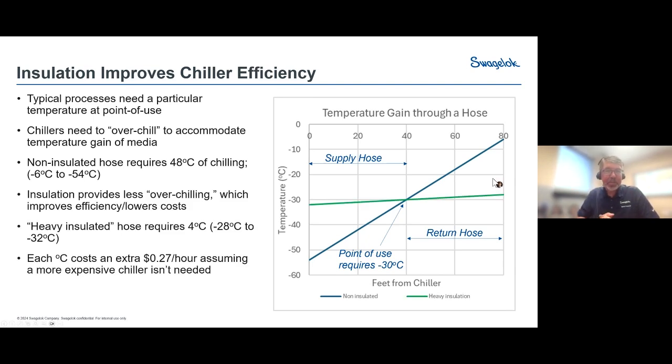Okay, there we go. So insulating a hose, what I call here heavy insulation or proper insulation, really decreases the amount of over chilling that a chiller needs to do. This same example, same flow rate, same media, point of use of minus 30 degrees Celsius. The chiller only needs to cool to minus 32, and the coolant then returns back to the chiller at minus 28. So it's really only doing 4 degrees of work, which is far better, of course, than the 48 degrees of work.